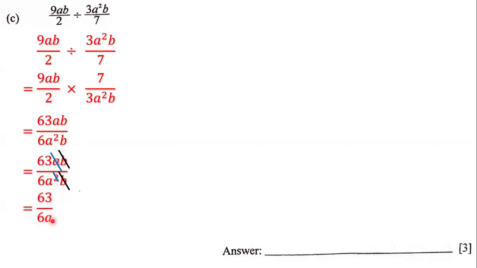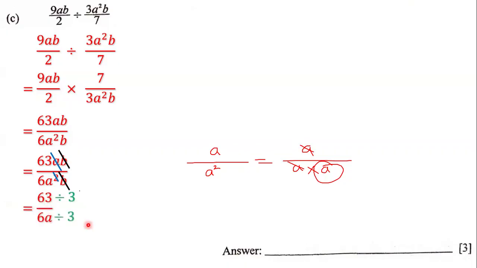We still have one more a left because it was actually a squared. Since we cancel out one a with one a, we're still left with one a here. Because if you look at it, we actually have a all over a squared. And what is a squared? Well, a squared is actually a times a. So we took one a and canceled it with the other a, and we still have one a at the bottom. And so that's why we have 63 divided by 6a.